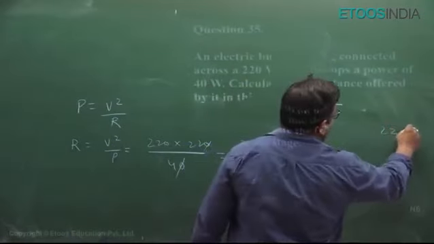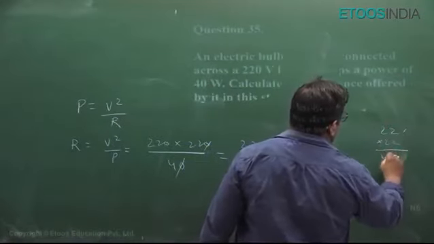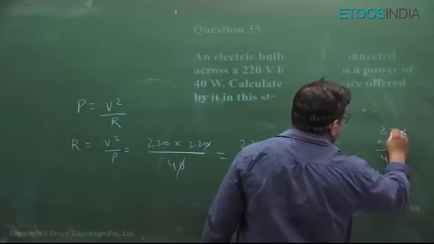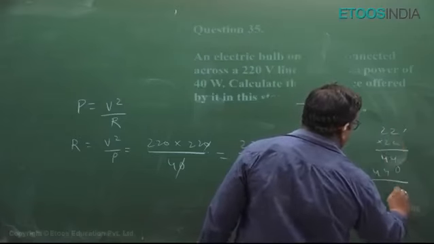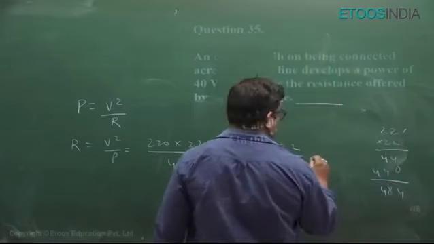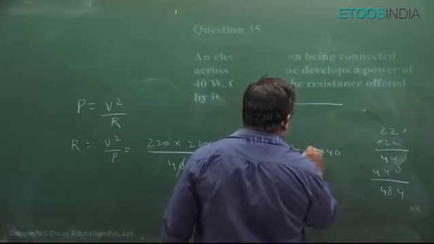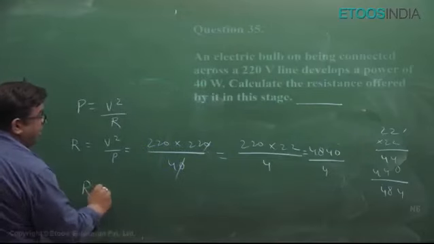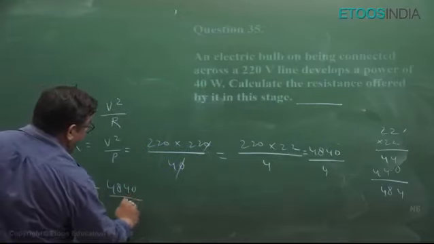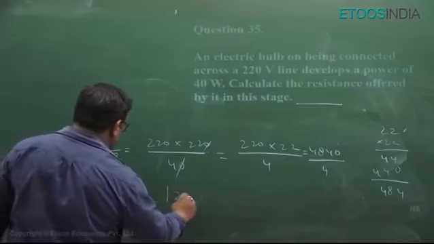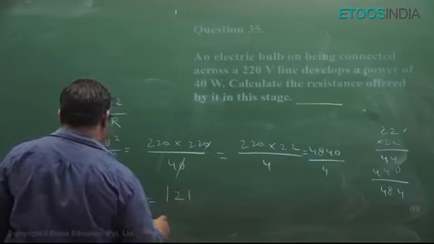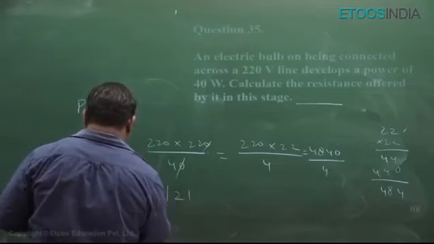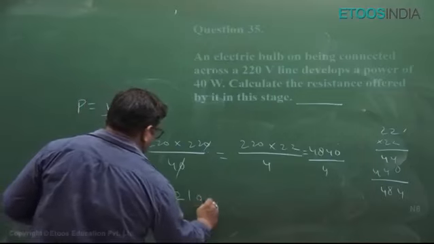So if I multiply 22 into 22, it is 484, so 4840 upon 4. So the resistance will be R is equal to 4840 upon 4, and the answer will be 1210. Sorry, the answer will be 1210 ohm.